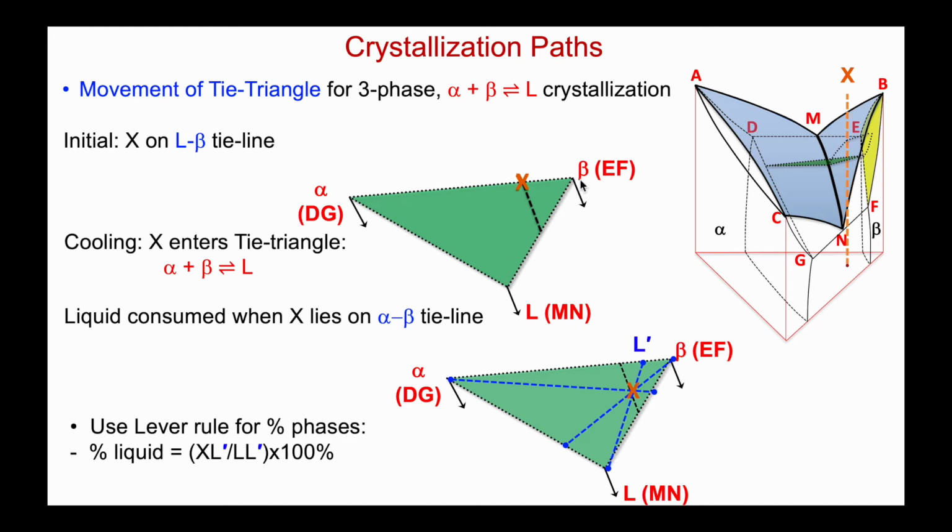During the crystallization, as the tie triangle moves X from its original position along the beta liquid line to its final tie line along the alpha beta side of the triangle, we can map the percent liquid if we wish to do so when X is lying within the tie triangle using the lever rule.